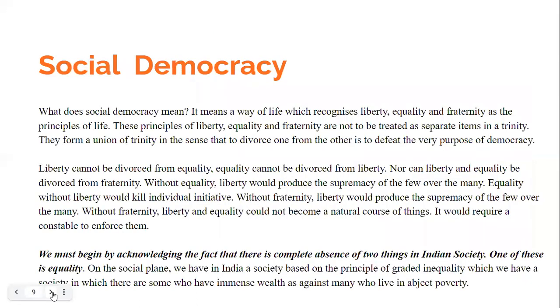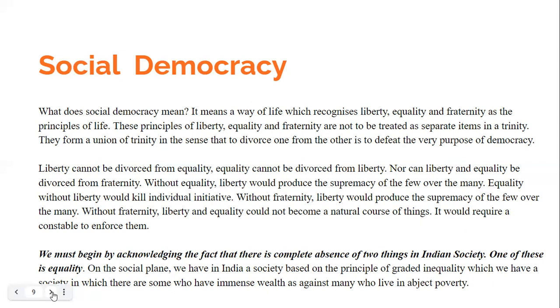And what he had in mind about social democracy, with this we would be ending our lecture today. So what is social democracy? What does social democracy actually mean? It is a way of life which recognizes not only equality, mind well, it also recognizes liberty and fraternity as principles of life. These principles of liberty, equality, fraternity were brought forth by the French Revolution. That is what Dr. Ambedkar had in mind when he kept on stressing these principles of liberty, equality, and fraternity.